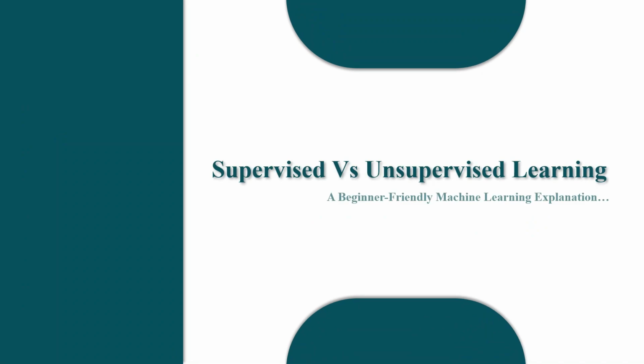In this video, we are going to explore the main branches of machine learning, that is supervised and unsupervised learning. If you are just starting out with machine learning, you are in the right place. Understanding the differences between these two types of learning will help you to understand how machines learn from data, whether it's recognizing faces in photos, recommending movies, or understanding customer behavior.